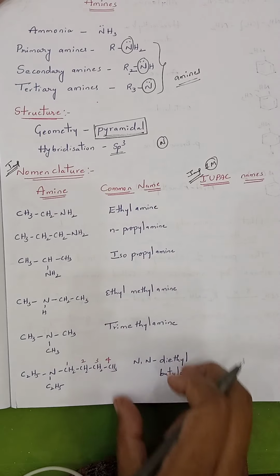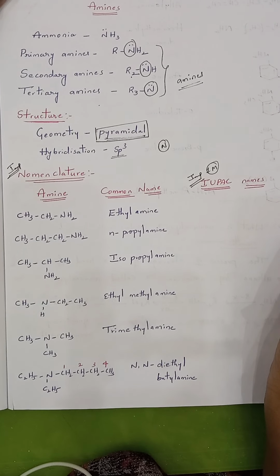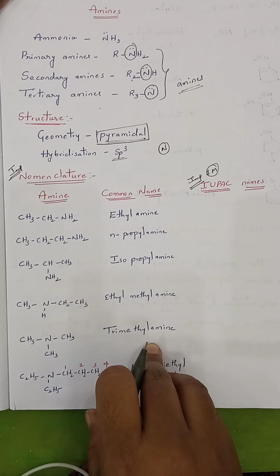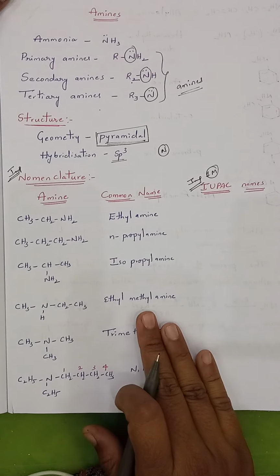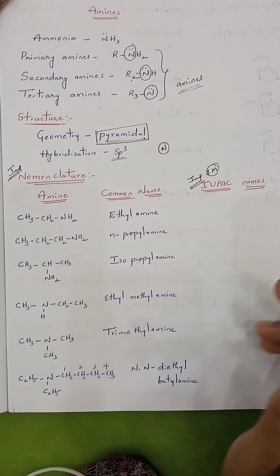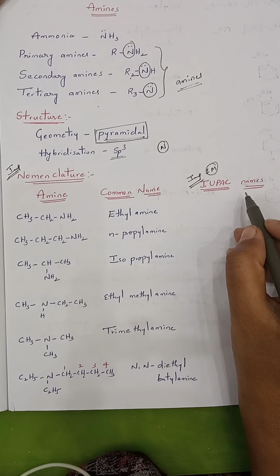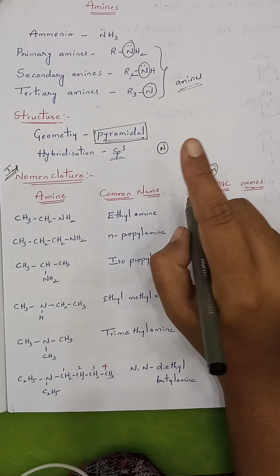These are the common names. As you know, common names do not depend on any particular rule. They mainly depend on the source of extraction, or they may depend on the property of a compound. Whereas IUPAC names always depend upon a set of rules. So from these IUPAC names, compulsorily you will get one 1-mark question.